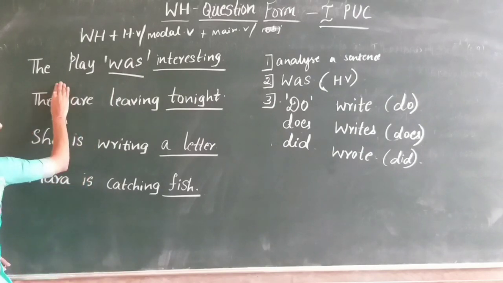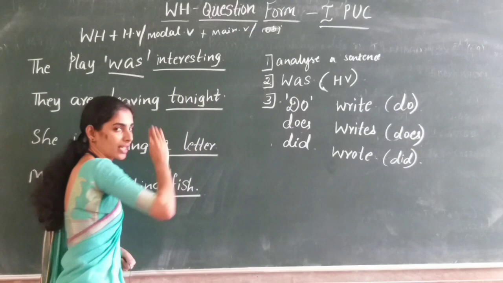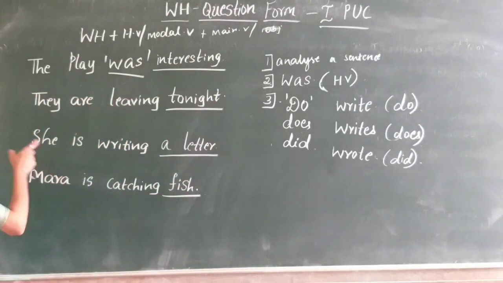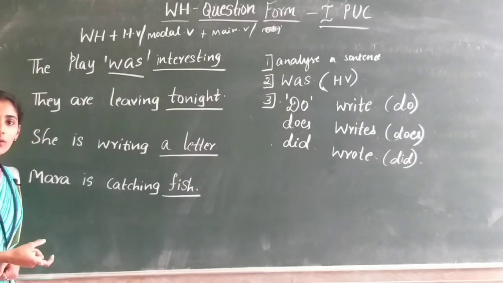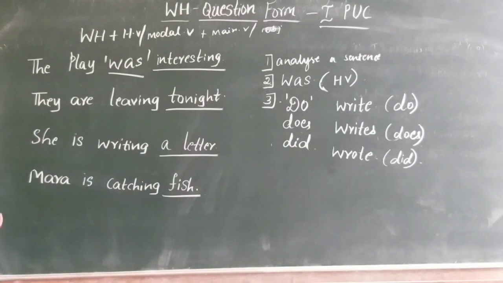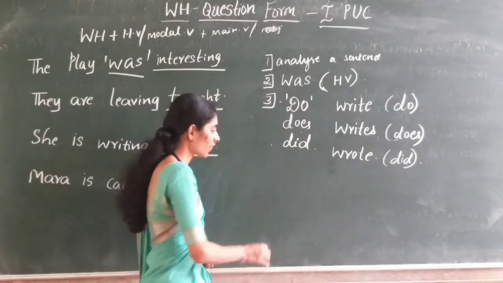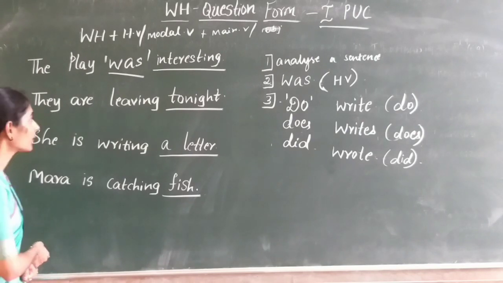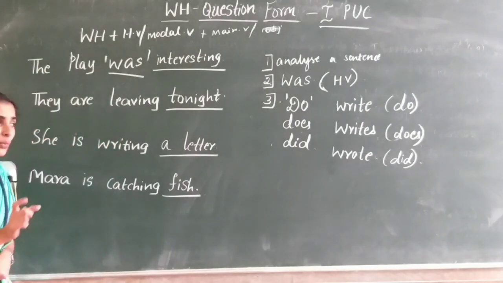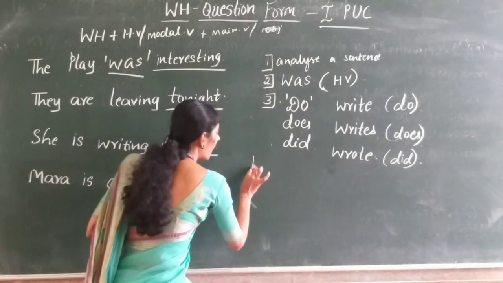The play was interesting. Interesting. So what is this sentence talking about? This is talking about manner. When we need information about manner, which is the right WH word? Can we write what was the play, or which was the play? That would be wrong, right? In Kannada we say hege ittu. So what is the right WH word for that? That is how.